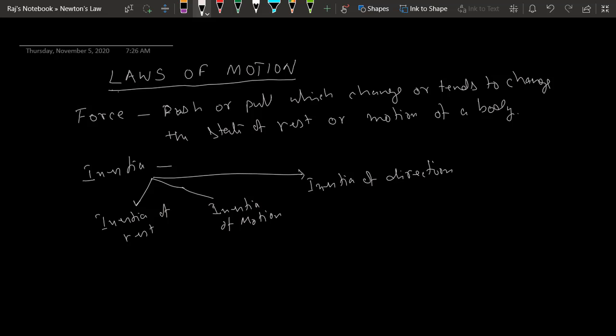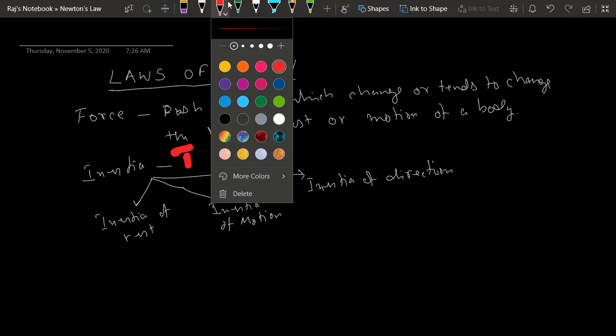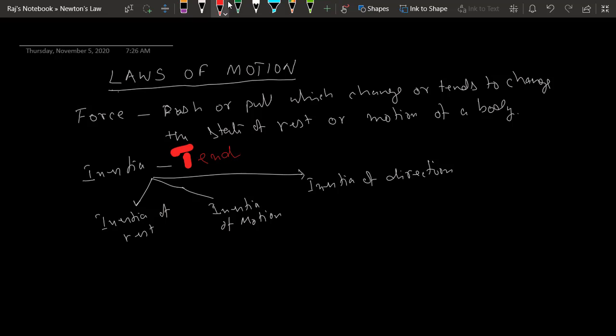Then what is inertia? Inertia of a body is the tendency of a body to remain in its state of rest or state of motion.